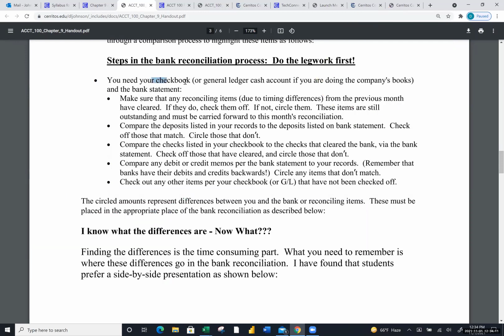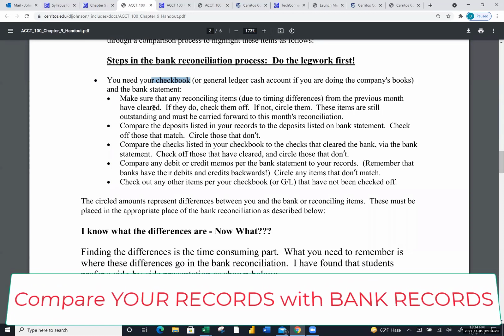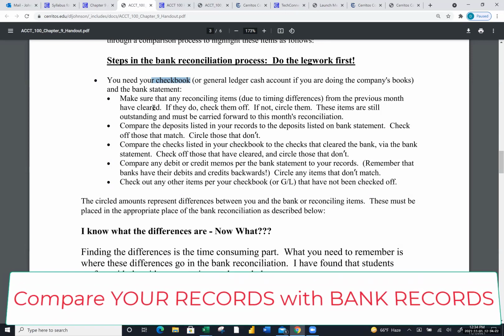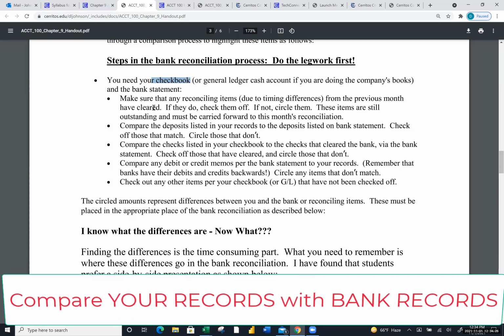And then here's the process we'll follow since we're talking about the lecture portion first. You get your records, which may be a checkbook. It could be a company where you'd be looking at the general ledger. If it were my personal finances, I'd be looking at Quicken, or you may just have a notebook where you're writing your cash expenditures down.